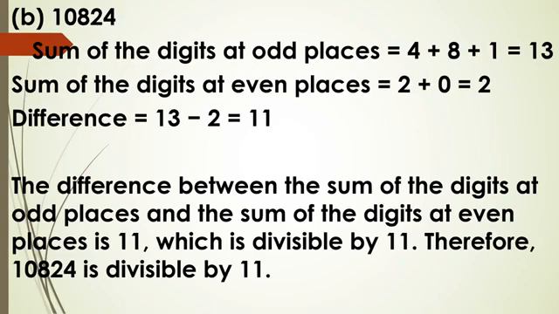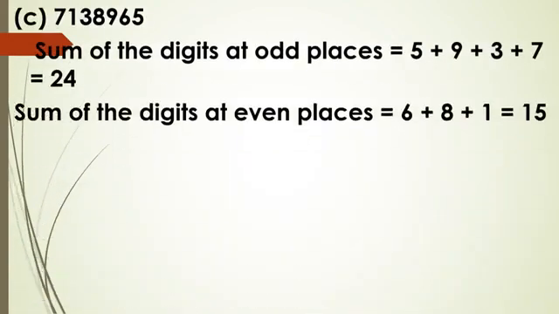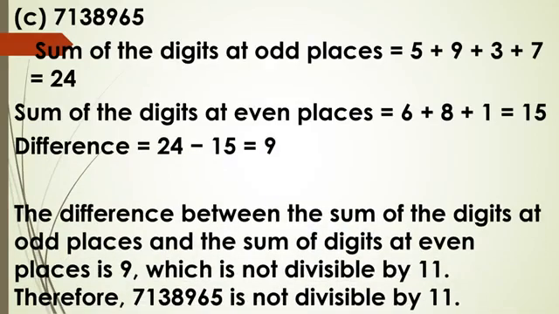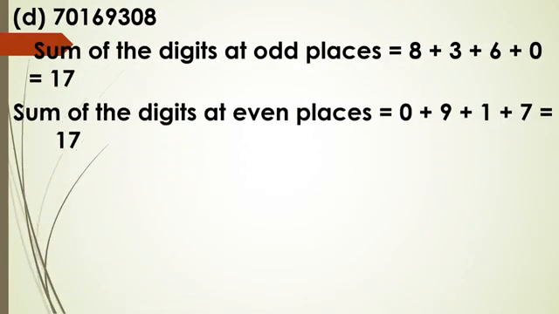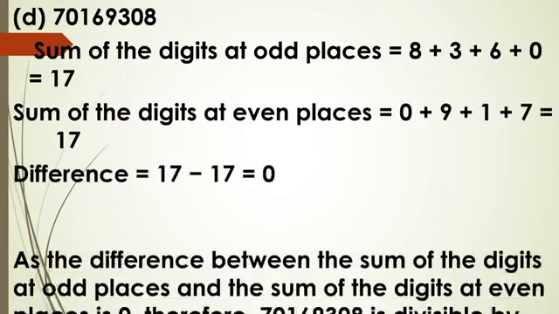Now in this way you can check all the solutions. I have done all the parts. All the parts are the same, so you can check solutions from here. Explanation is the same. Sum of odd place digits, sum of even place digits. Find out their difference. If the difference is either 0 or a multiple of 11, then the number is divisible by 11, otherwise not. Okay? Check your answers.